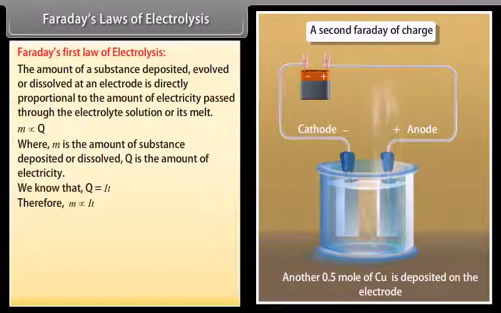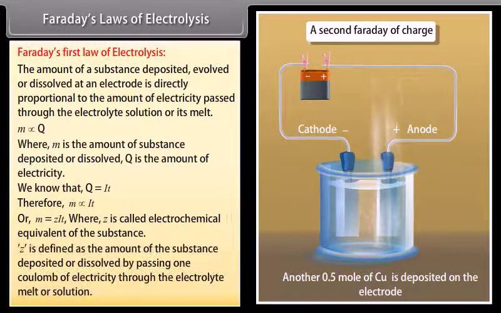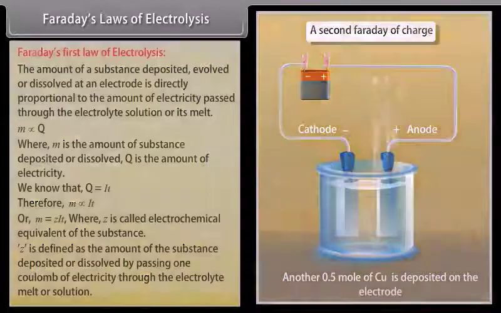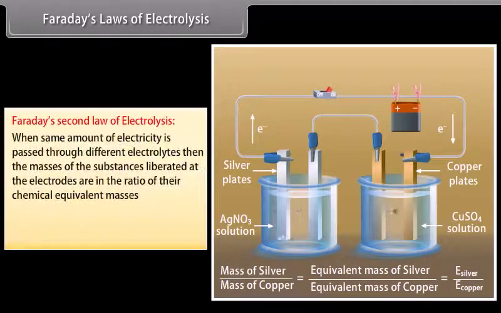It can be written as M = ZIt, where Z is called the electrochemical equivalent of the substance. Z is defined as the amount of the substance deposited or dissolved by passing 1 coulomb of electricity through the electrolyte melt or solution. Faraday's second law of electrolysis. When the same amount of electricity is passed through different electrolytes, then the masses of the substances liberated at the electrodes are in the ratio of their chemical equivalent masses.